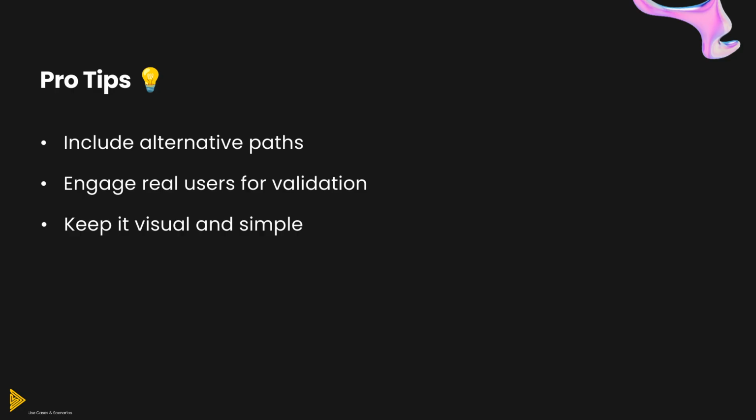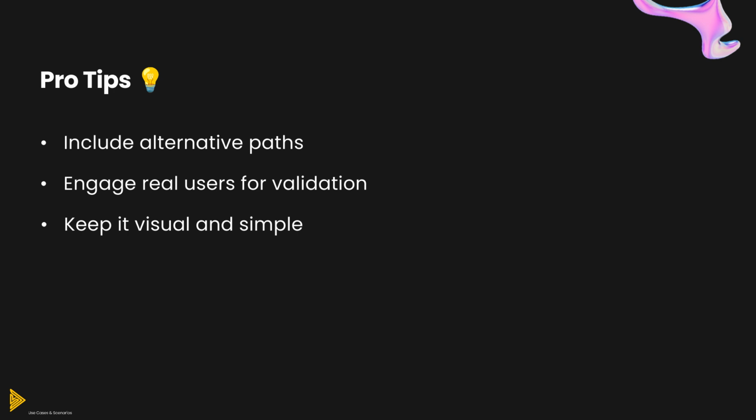Here are some pro tips. Always include alternative paths to cover errors or unexpected actions. Engage real users or stakeholders to validate scenarios so nothing is overlooked. And keep it visual and simple. Clear diagrams communicate far better than long blocks of text.